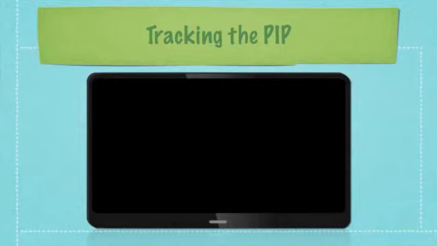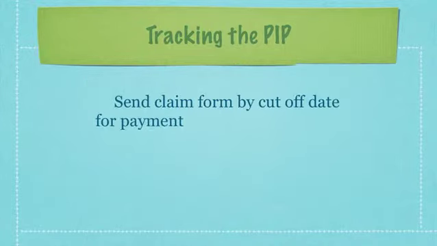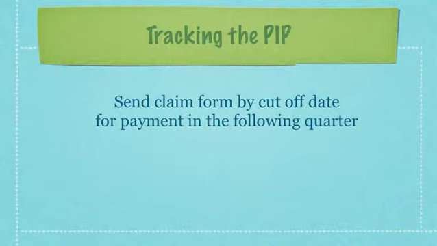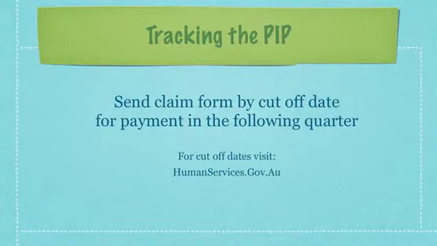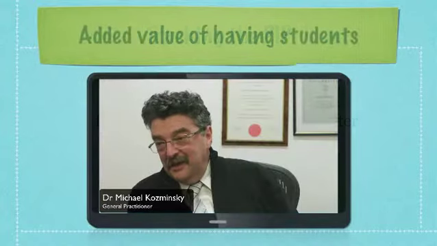The practice needs to make sure the claim form is sent to PIP by the cut-off date to receive their payment in the following payment quarter. For the current list of cut-off dates, download the guidelines at humanservices.gov.au.